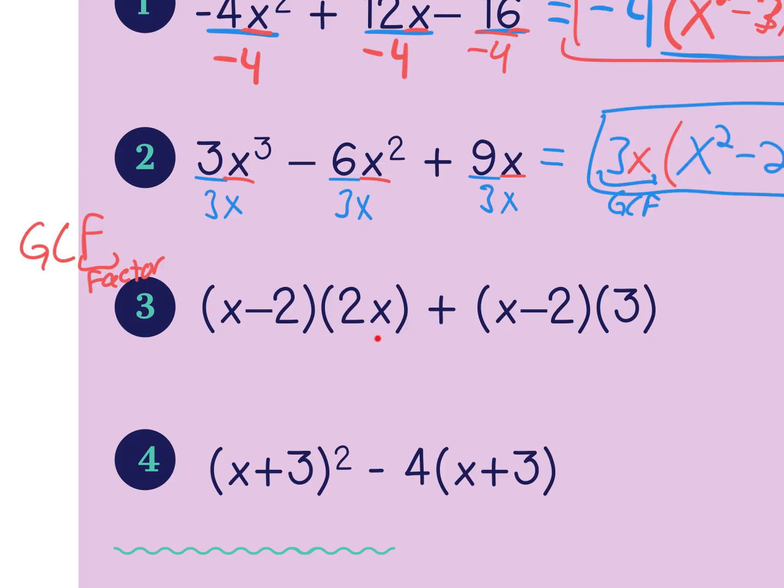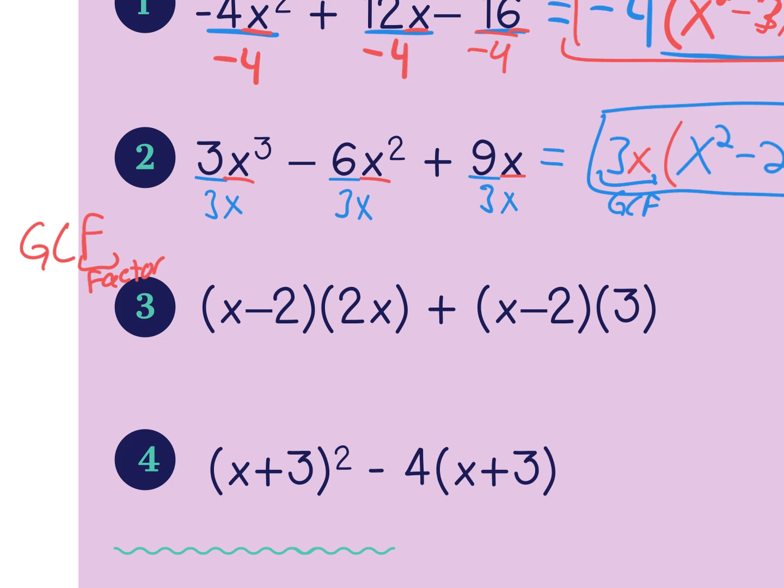2x is one of them. What's our other factor? This whole thing is a factor. Are you guys okay with that? I can't treat them separately. I'm not just going to say x is a factor, 2 is a factor, because this 2 is being subtracted with something else. So this whole thing is a factor, and this whole thing is a factor.